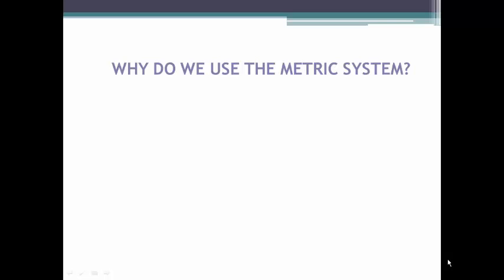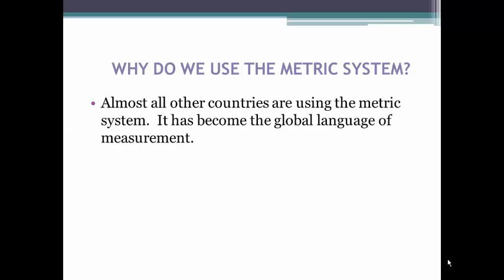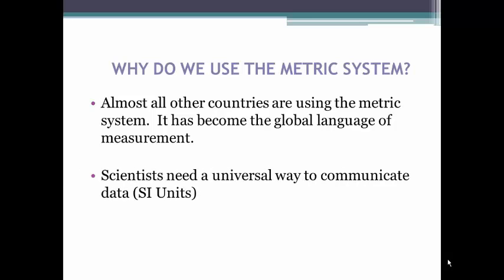Today we'll learn how to convert from one unit in the metric system to another. So briefly, why do we use the metric system? Well, almost all of the other countries in the world use the metric system. It's become the global language of measurement. In fact, I believe it's just the United States, Burma, and Liberia that have not yet converted to the metric system officially. And also, scientists need a universal way to communicate data using SI units.